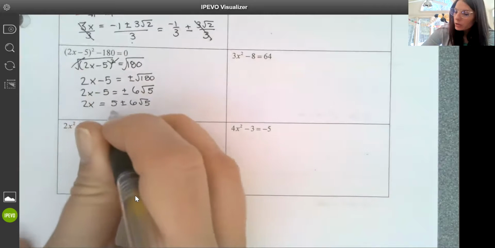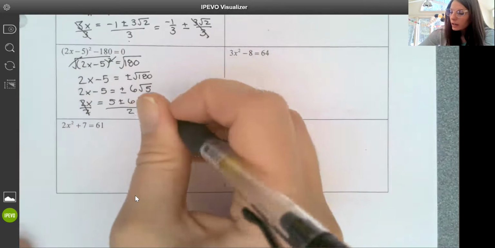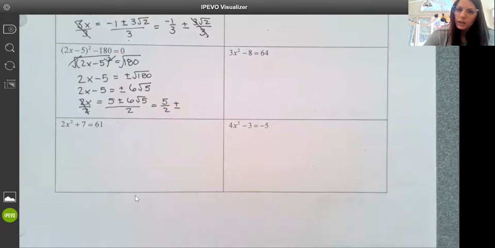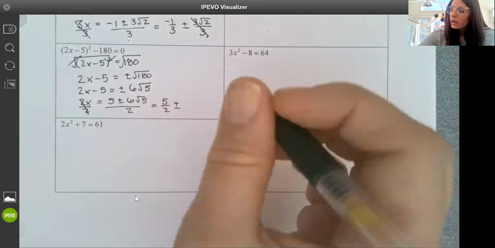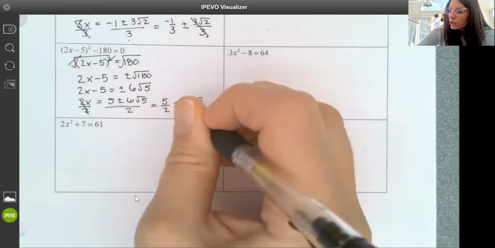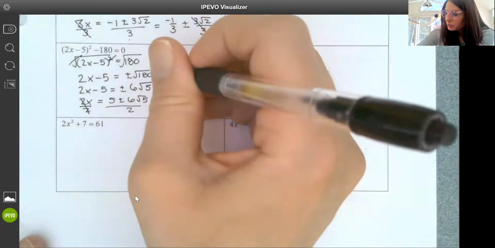Divide everything by 2. And then I have 5 halves plus or minus, leave this as an improper fraction. Do not write it like a decimal or a mixed number there. Plus or minus 6 rad 5 over 2. And I can reduce this 6 halves. I can't reduce the 5 halves.